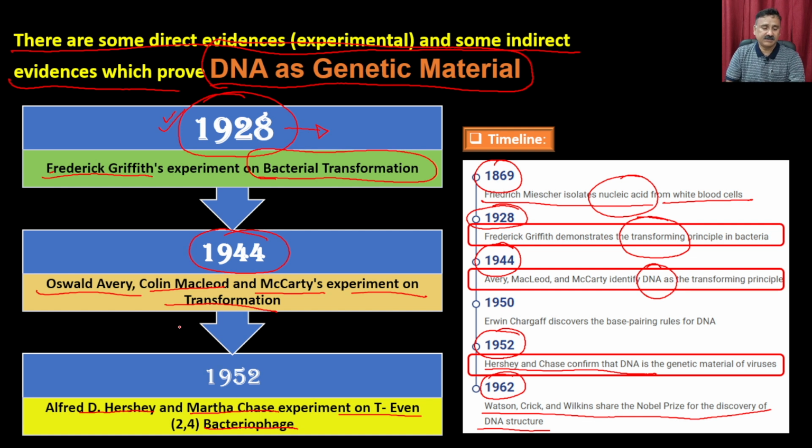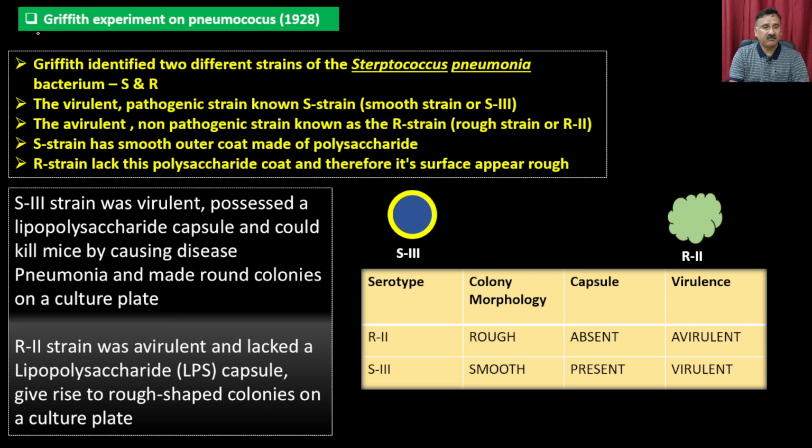So in the Griffith experiment, he used a bacteria called pneumococcus, Streptococcus pneumoniae, and he used two different types of strain, S strain and R strain. The S strain is a virulent pathogenic strain, called the smooth strain or the S3 strain. The R strain is the avirulent, non-pathogenic strain, known as the rough strain or the R2. So the S strain is going to cause the disease, whereas R is not going to cause the disease.